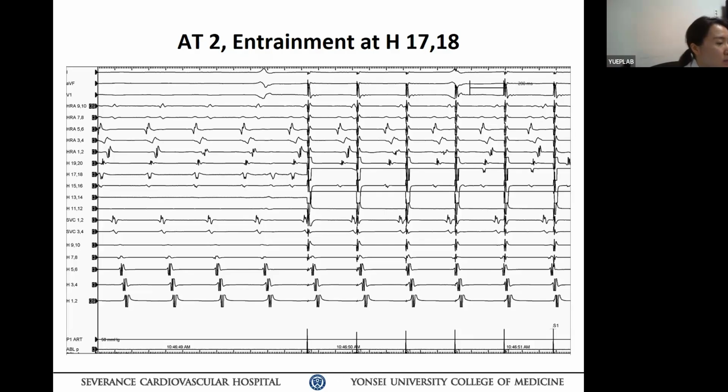Then if you estimate which area is the critical area, change to the ablation catheter at the probable site. And at that time, do really careful mapping and entrainment pacing before burn. If it is really a critical point, you will see the perfect entrainment.